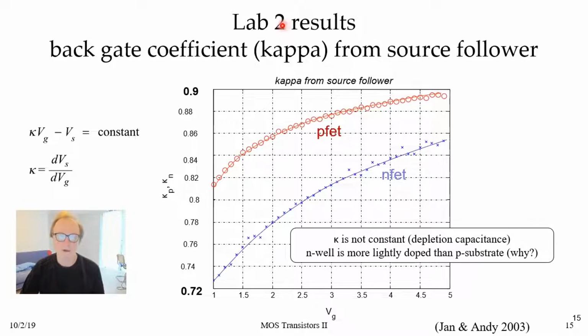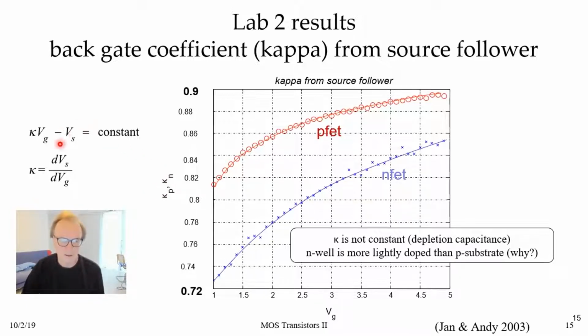So here are the lab 2 results on the back gate coefficient kappa from the source follower circuit. Remember, this is a circuit where you set up the source follower, actually with the source current being determined in this lab by the source measure unit as a constant current, and then you sweep the gate voltage and look at the source voltage. And from the slope of that curve, source voltage versus gate voltage, you can directly measure kappa P and kappa N.